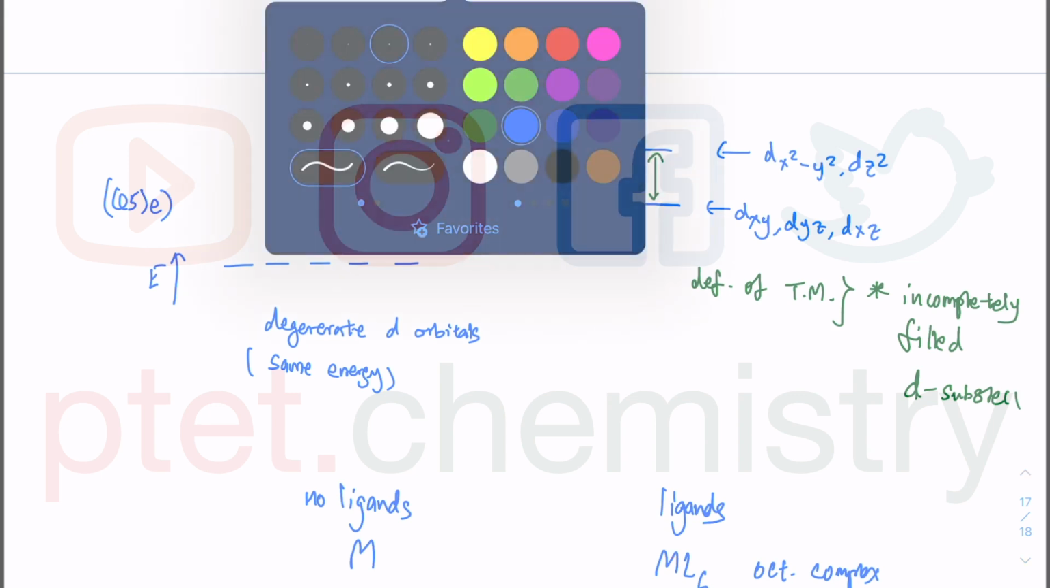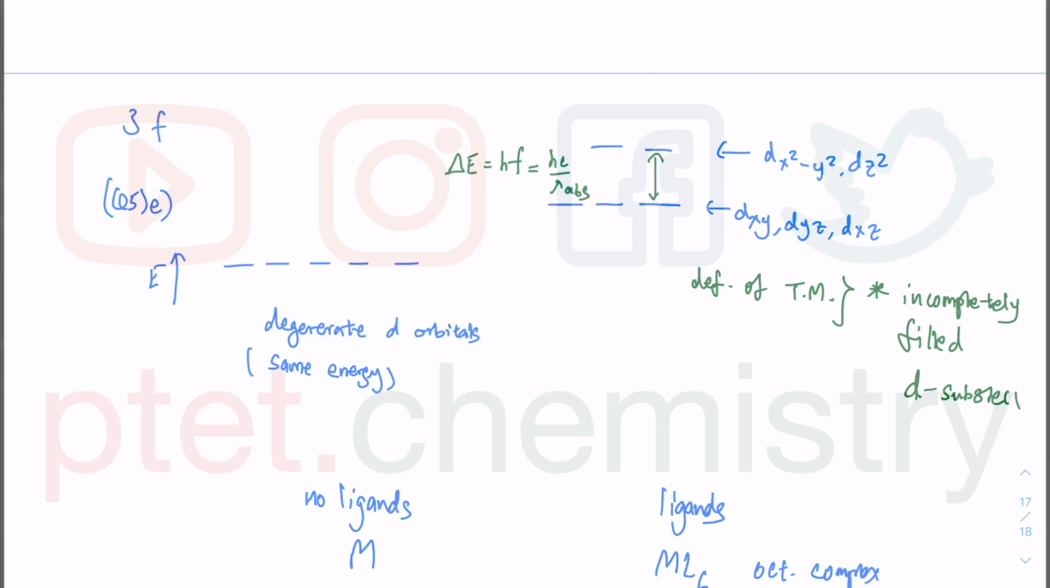So there are 3 factors affecting delta E. First of all is the ligand, obviously. Different ligand, different delta E, different lambda absorbed, different color. Second one is the oxidation state of the metal. Different oxidation state of the metal, like iron 2 plus versus iron 3 plus, cobalt 2 plus versus cobalt 3 plus, and so on: different delta E, different lambda absorbed, different colors.